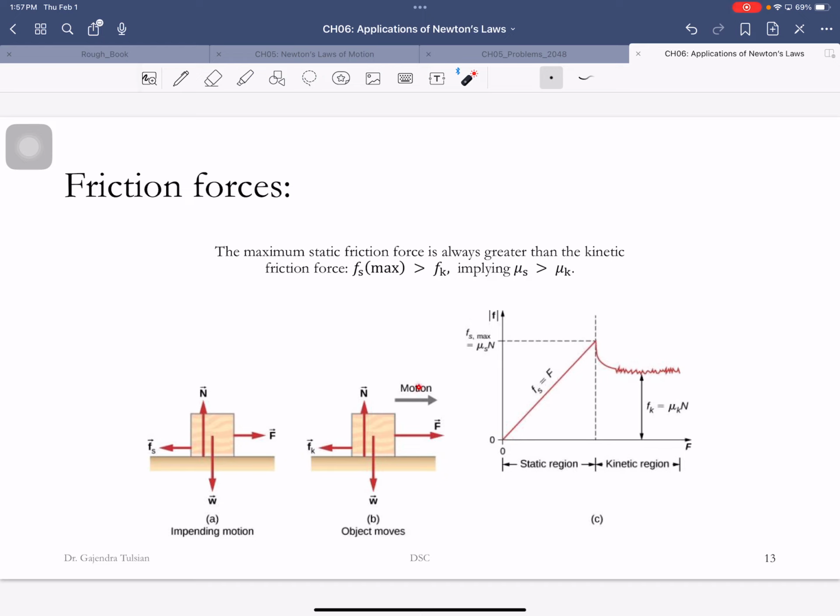Once this starts moving, the friction force is now kinetic friction force. It's called kinetic because now the object is moving. And this is always smaller than the maximum static friction force. That's what we find: the kinetic friction force is always smaller than f_s max.